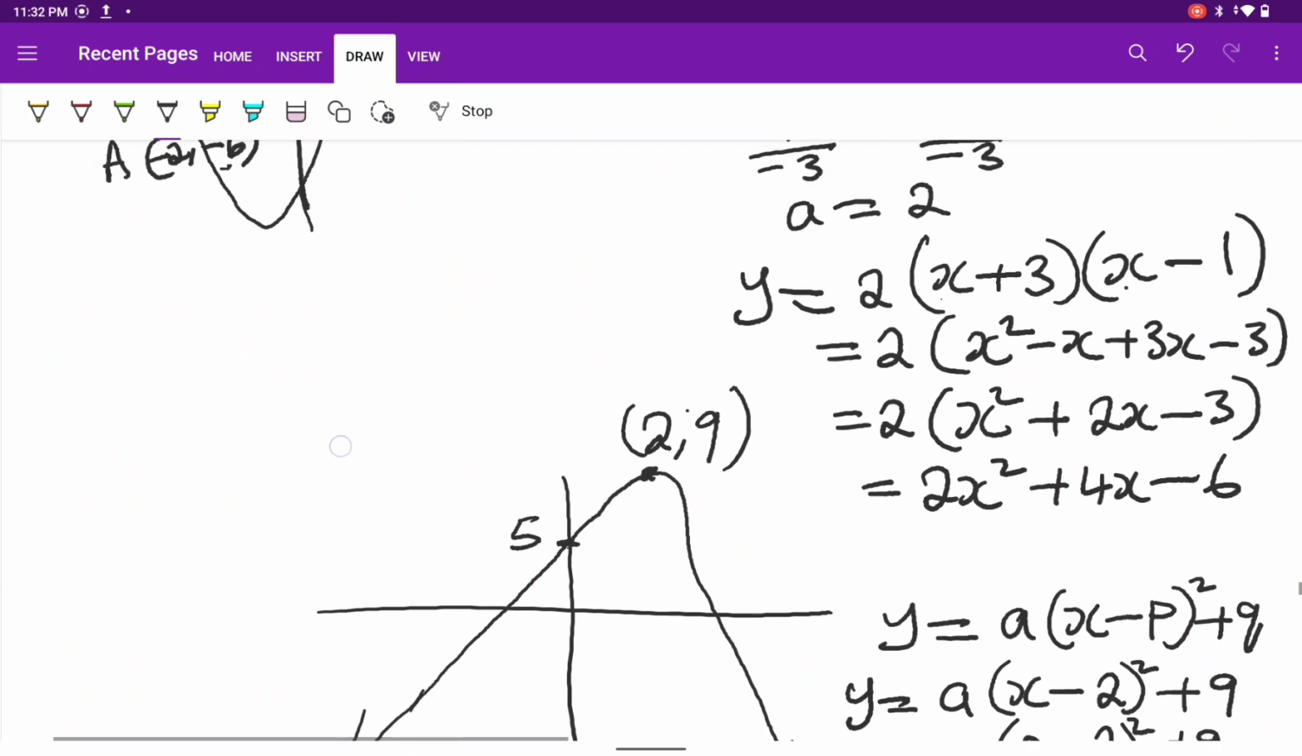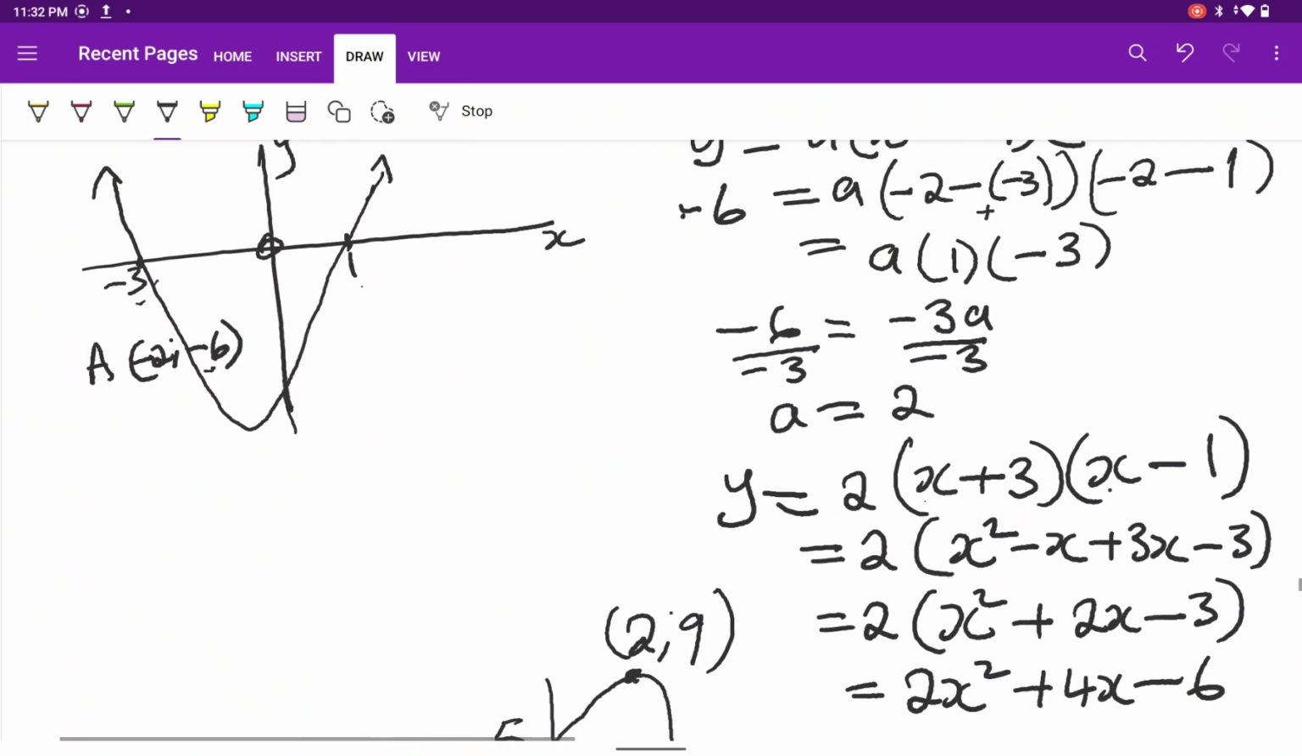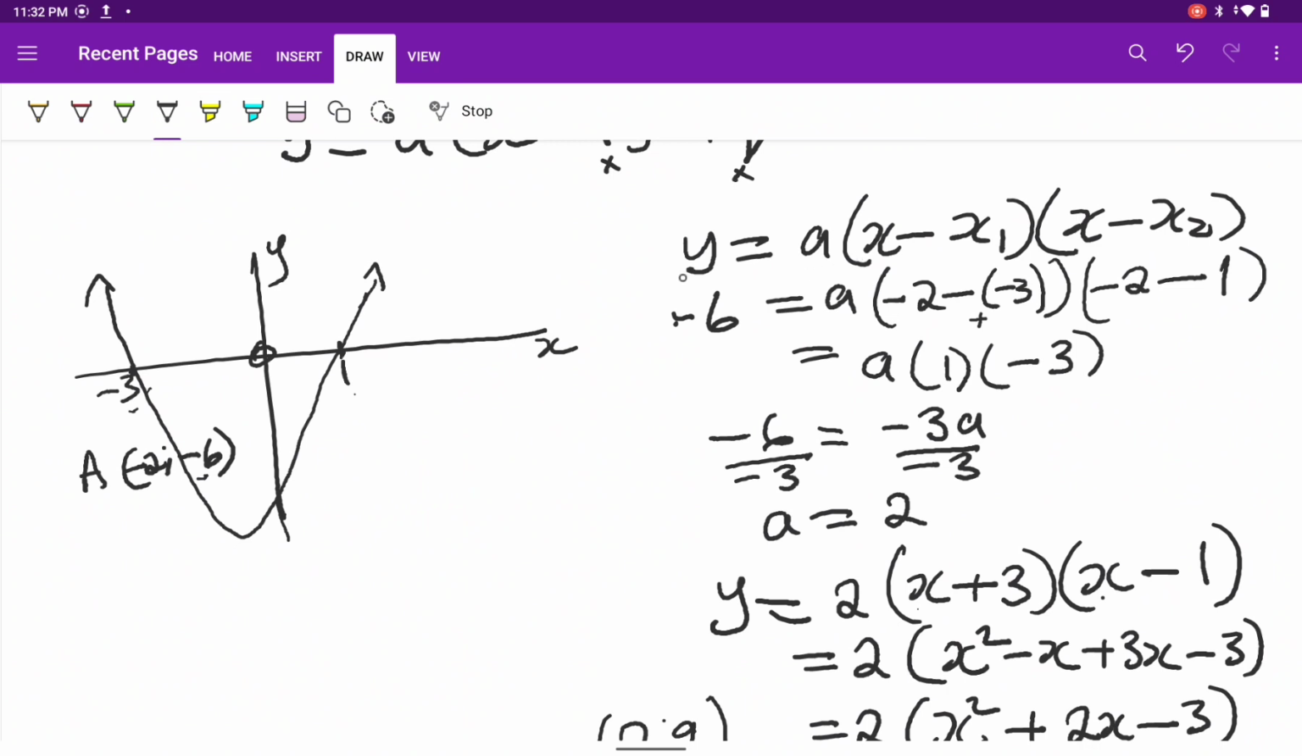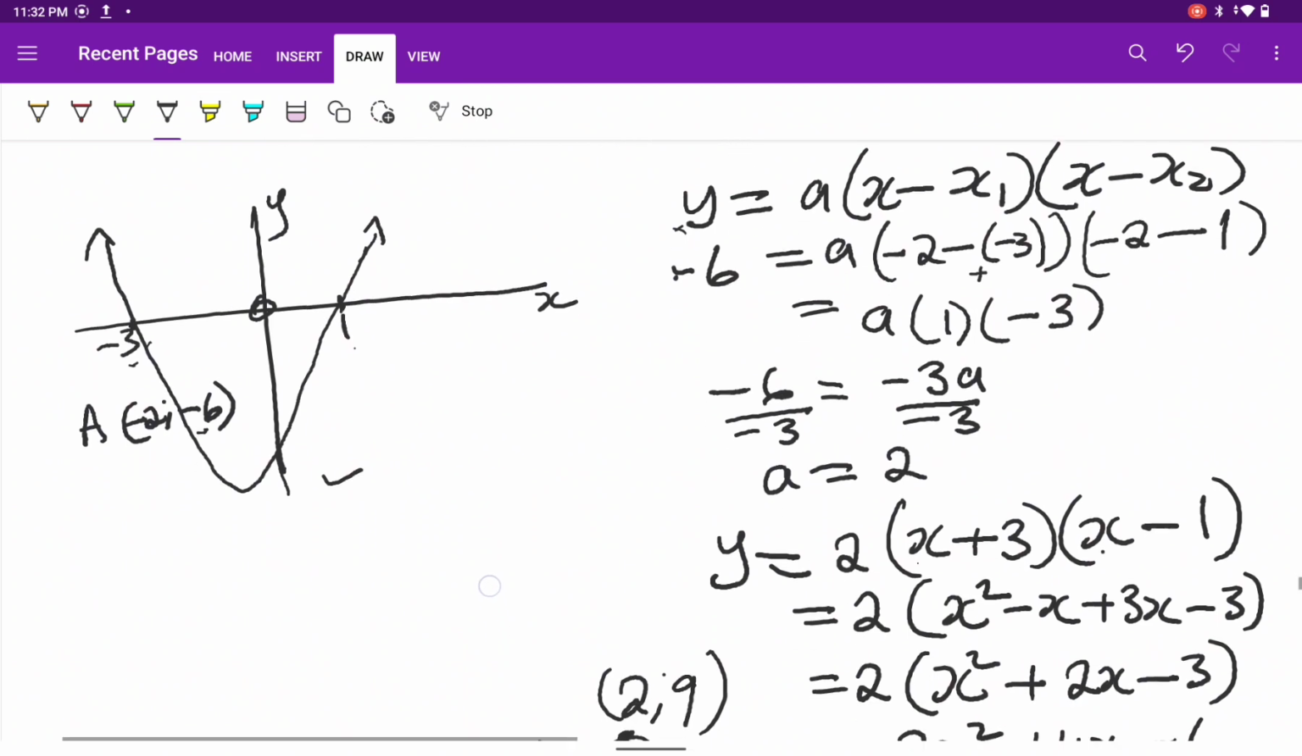So the first case is when we are given the x-intercepts and 1 point. In that case we use the equation y equals A into x minus x1, x minus x2. We have seen the example there. In both cases we must get the value of A. So we substitute to get A, and then we substitute it back to get our equation.